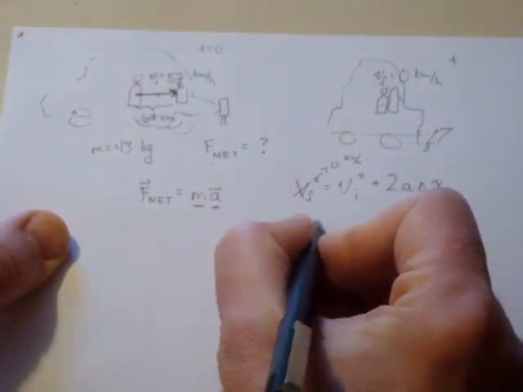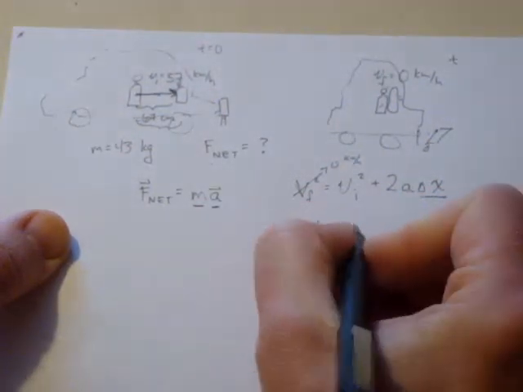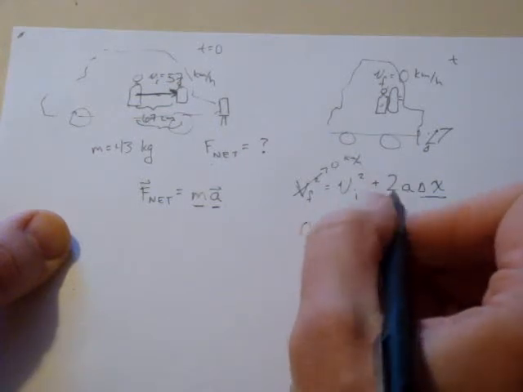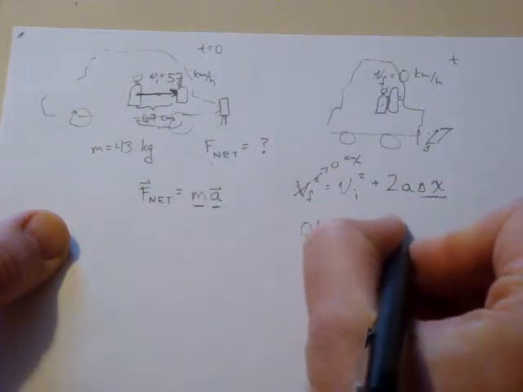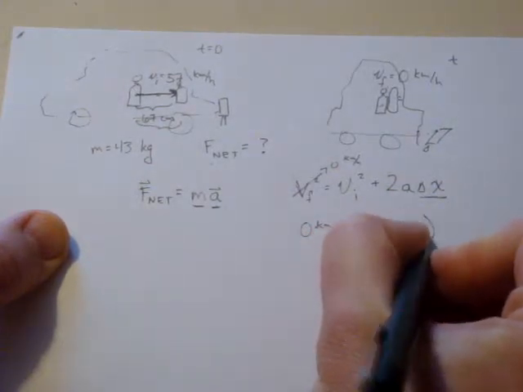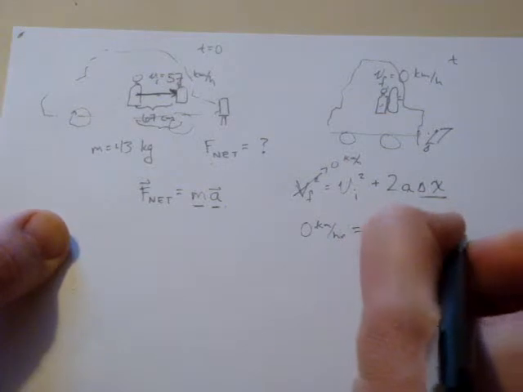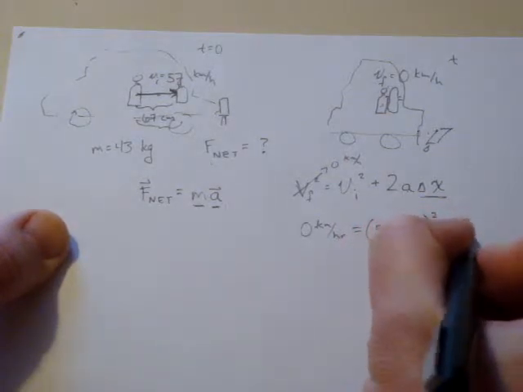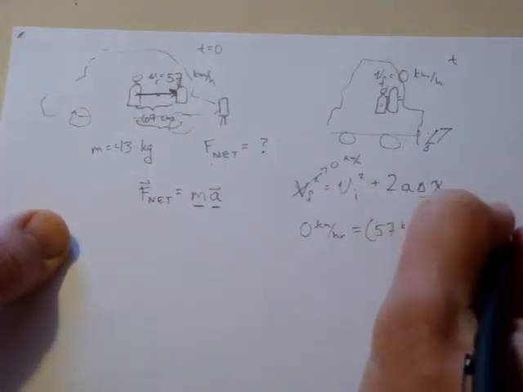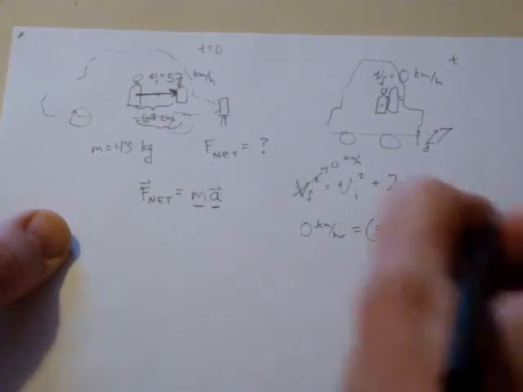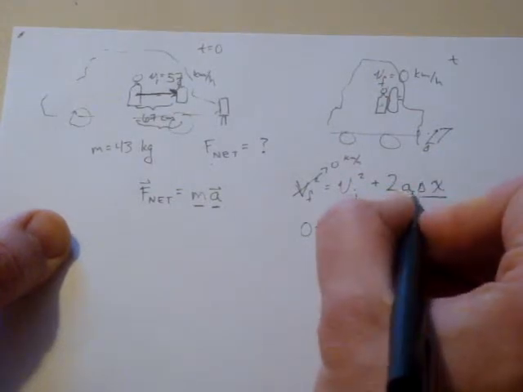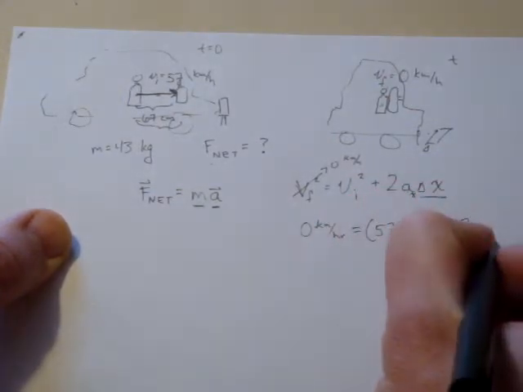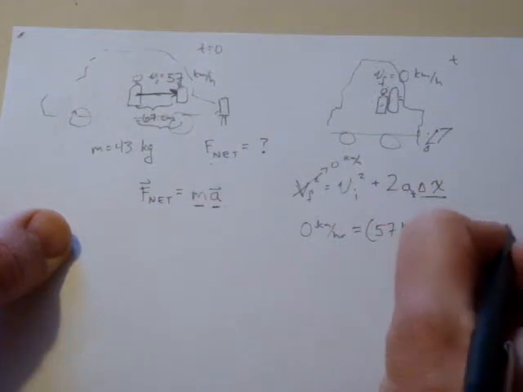So we have 0 kilometers per hour. Notice I'm using units throughout my relationship as I plug it in. The initial velocity is 57 kilometers per hour, and that quantity is squared, plus 2 times the acceleration. And I should be a little more careful with this: even though it's in one dimension, this is still a vector quantity. It can still have a positive or negative value. And the displacement is 67 centimeters.